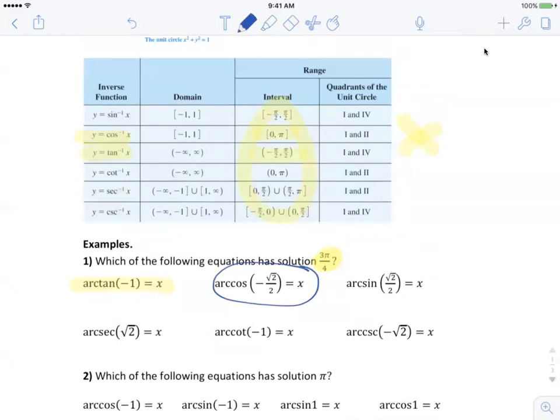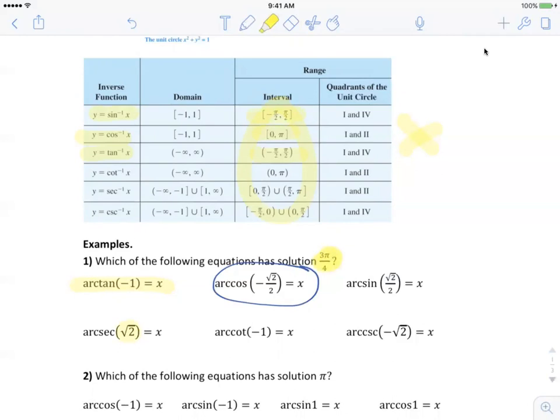Arc sine of √2/2, nope, that one's not going to work, because if I look at the arc sine, the interval is not going to contain 3 pi/4, so that one's out. Secant √2, well, that one is close, but it's a positive number here, right? Anything positive is going to be in the first quadrant, and 3 pi/4 is in the second quadrant. So I know that one cannot be right.